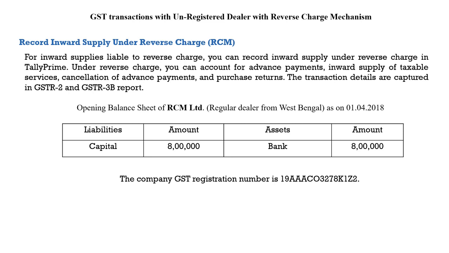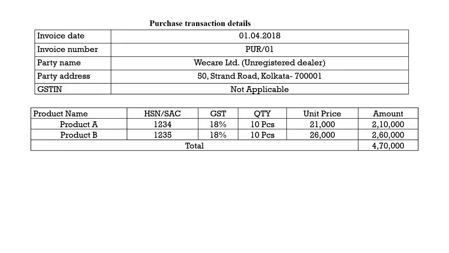The problem says opening balance sheet of RCM Limited. RCM Limited is a regular dealer, I mean a registered dealer, from West Bengal, and the opening balance date given is 1/4/18. It is an imaginary number for opening capital and opening bank balance. This is the GST registration number of our regular dealer RCM Limited. Now come to the next slide.